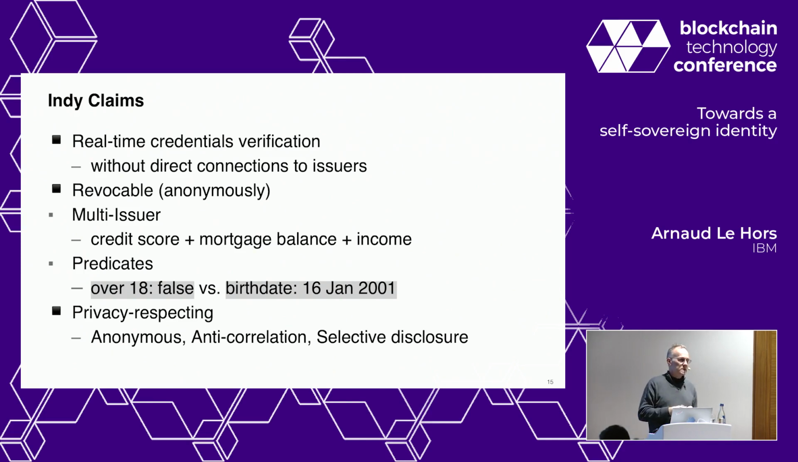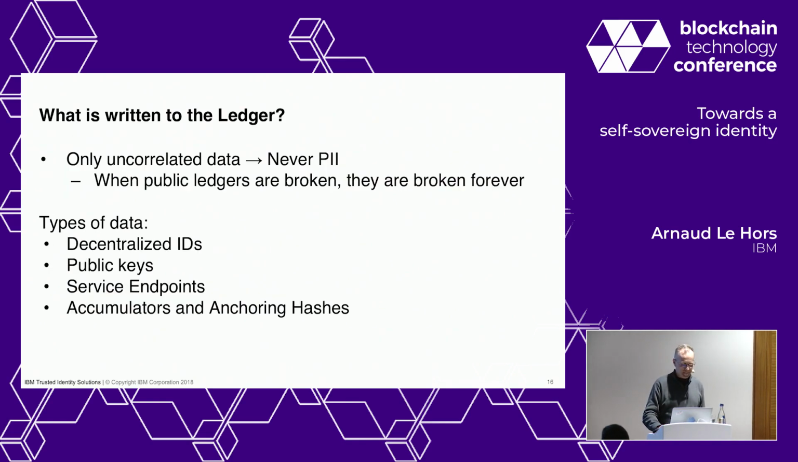So this system actually has anti-correlation features, which means that even if you're transacting a bunch of different credentials that all relate to you, and you're transacting with different parties over time, the parties will not be able to recognize two different credentials as belonging to you. And again, selective disclosure is an important aspect, giving you control over what gets disclosed.